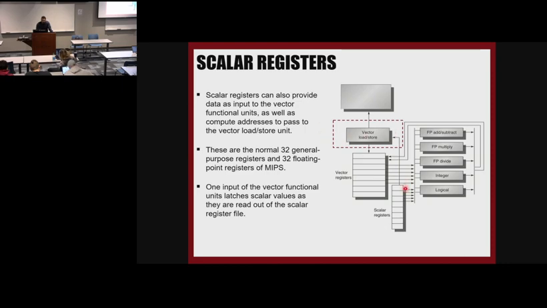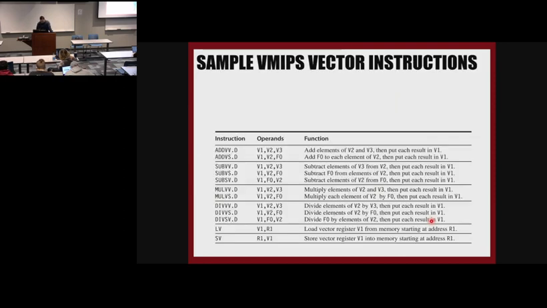This is the same exact scalar registers that we have for MIPS. So we have 32-bit integer registers and 32-bit floating point registers, and 32 of them. And as you can see, we have one input for the functional units. This part is not very different from the MIPS. I'm going to skip it.